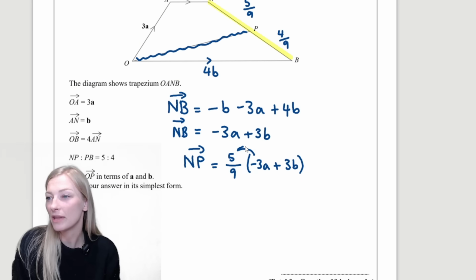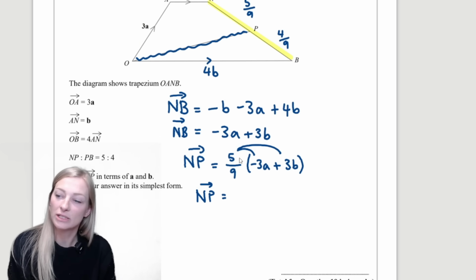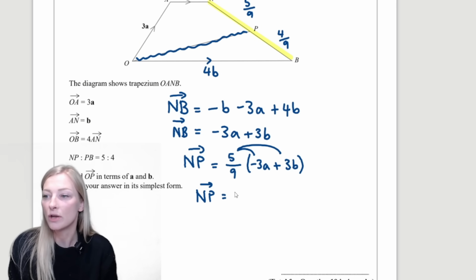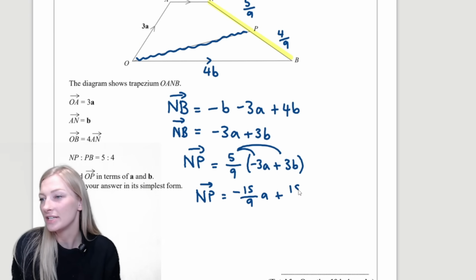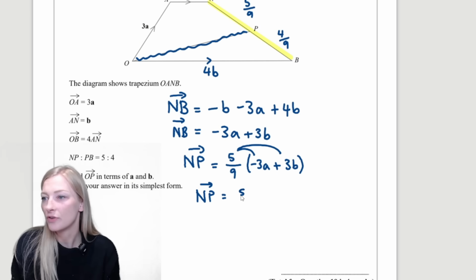We can multiply that fraction in, so N to P is, now if I've got minus 3 multiplied by 5, remember when you're multiplying a fraction, you're just timesing the top. So minus 15 over 9A, add 15 over 9B. And since they're both in the 3 times table, let's simplify that to 5 over 3. So 5 over 3A, add 5 over 3B.